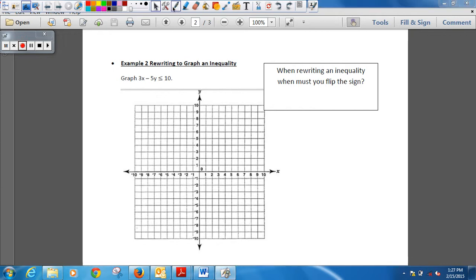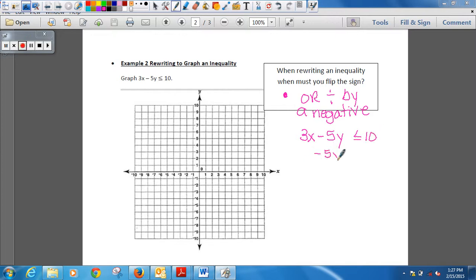So in order to graph this, one way you can graph it is you can rewrite the inequality to be in y equals mx plus b form. If you do that, remember, if you multiply or divide by a negative, you have to flip the sign. So I'm going to show you that method just in case you want to use it. Otherwise, you could use just this standard form and use your intercepts or get 2 points. So if I want to rewrite this, I have 3x minus 5y is less than or equal to 10.